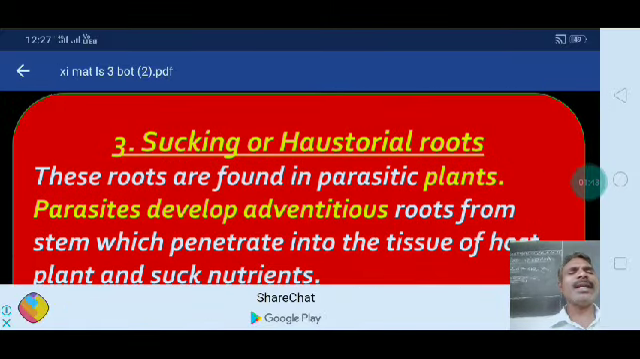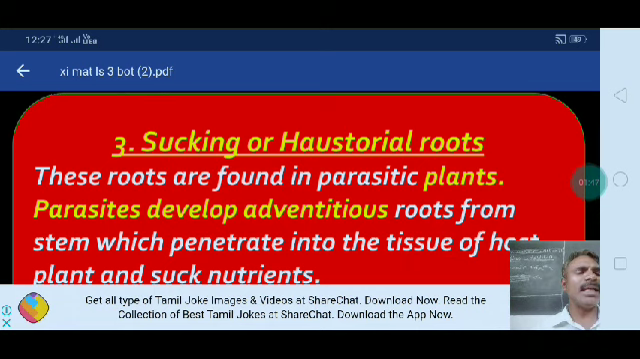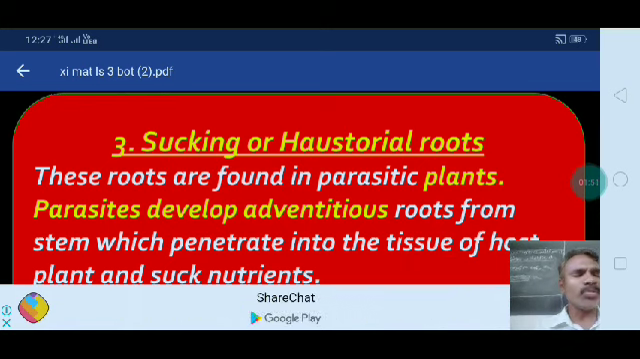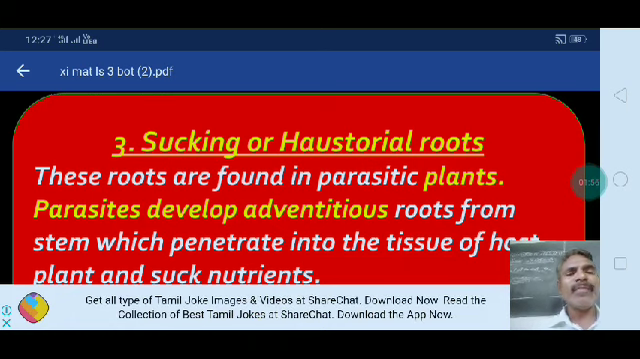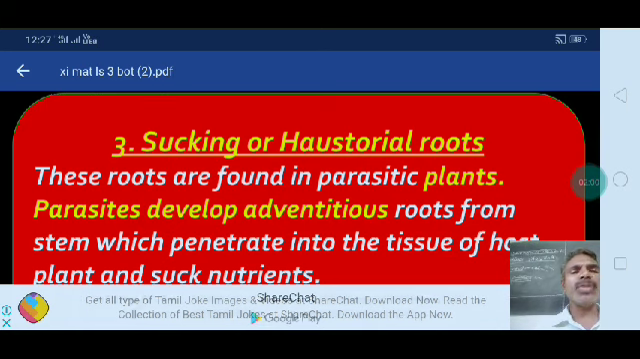The next one is sucking or haustorial roots. These roots are found in parasitic plants. The haustorial or sucking roots absorb water molecules, minerals, and any kind of nutrients from the host. That type of root system is called sucking or haustorial roots.